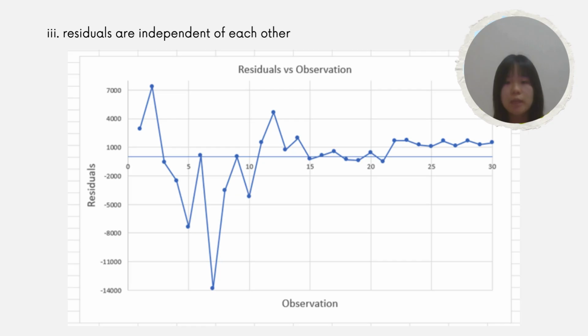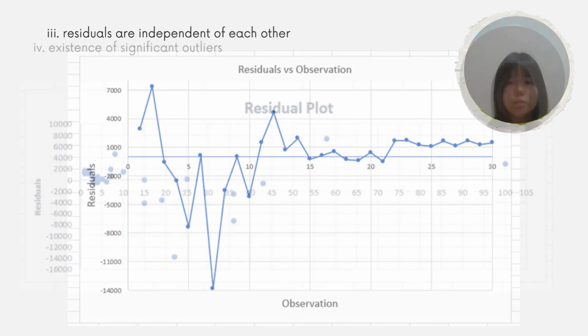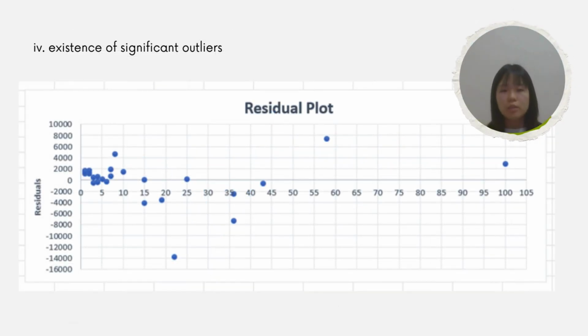The model is also assessed by the assumption that residuals are independent of each other. Referring to this figure, there is no clear trend in the plot of residuals against observation. Therefore, it can be shown that the residuals are independent of each other. Last but not least, the fourth assumption is the existence of significant outliers. According to this residual plot, there are few residuals deviating from 0, indicating the existence of outliers.